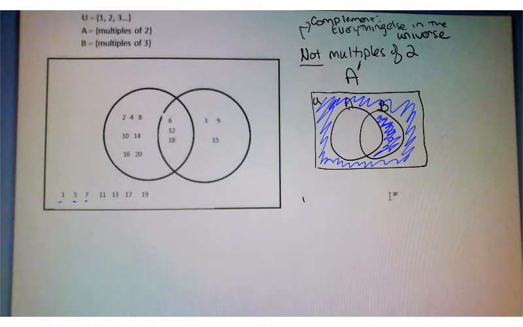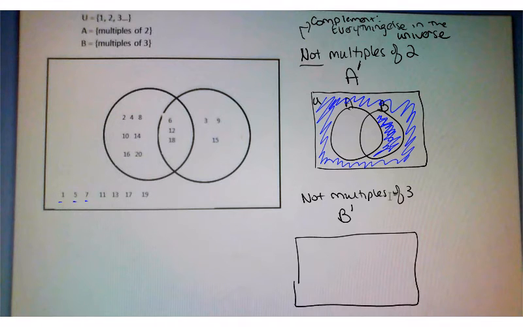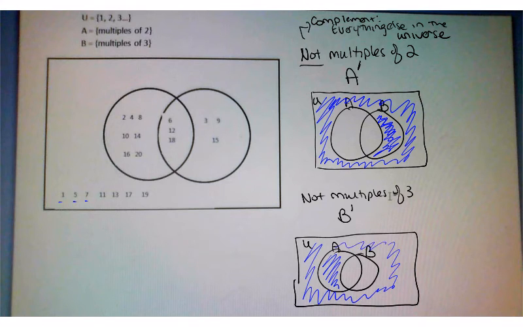If we look then at not multiples of 3, we could denote that as B complement. So multiples of 3 are shown as B, and then if we want to negate that or look for the complement, we put that little prime on there. And then where would the elements live that are not multiples of 3? Well, those certainly are not multiples of 3, but do not forget about the rest of the universe.